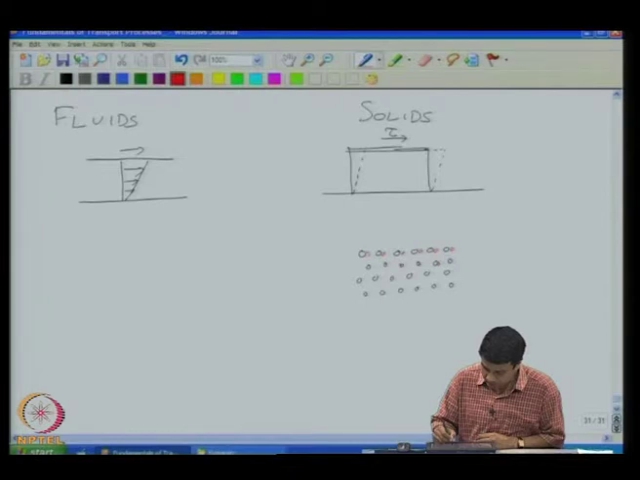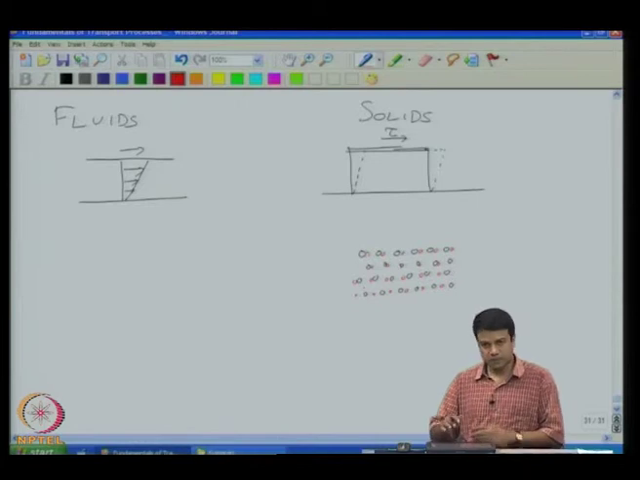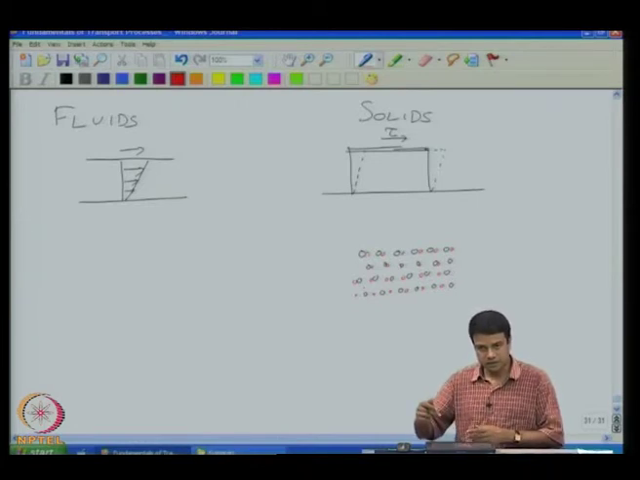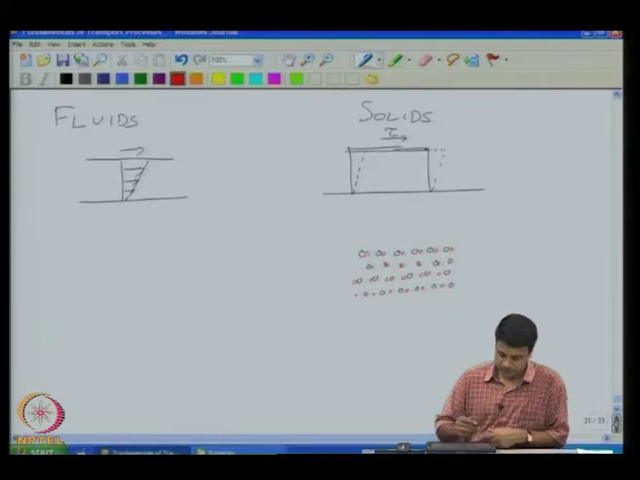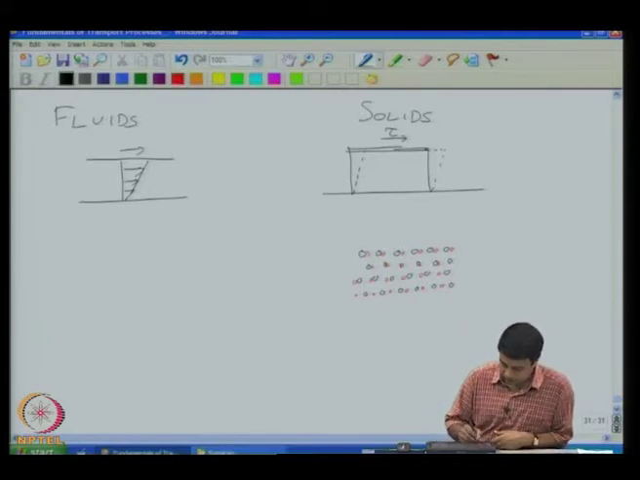And the bonds between these molecules will get stretched. And because of that, there is a resistive force that is applied on the solid. This displacement of the molecules causes a stretching, which causes a force which tends to bring the molecules back to their equilibrium locations, and that effectively resists deformation. In fluids, on the other hand, the molecules do not have fixed positions.